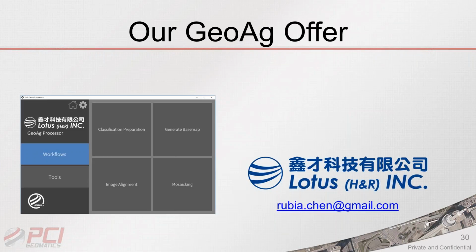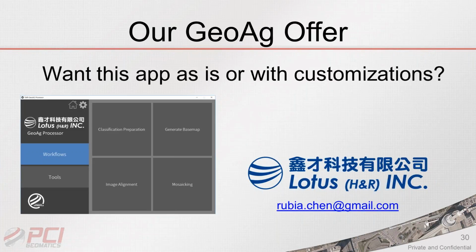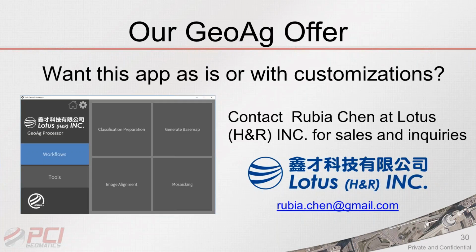So that is if you want to currently review and begin to learn how to program with our API. Now, in particular with the GeoAg offer, if you want this app as is, or perhaps with customizations with a particular custom workflow that is not currently in there, contact Rubia Chen at Lotus H&R Inc. for sales and inquiries about this particular app. As mentioned, this was built by the PCI Developer Network, but because it's the Lotus H&R Inc. project, it's their IP. So this is their product that they can then go out and sell. And so you can also think about that if you have your own concepts that you want built for your own go to market, you can think about the developer network in that way as well.